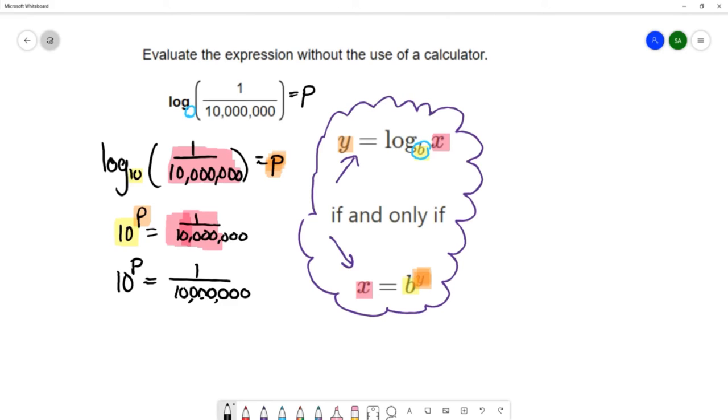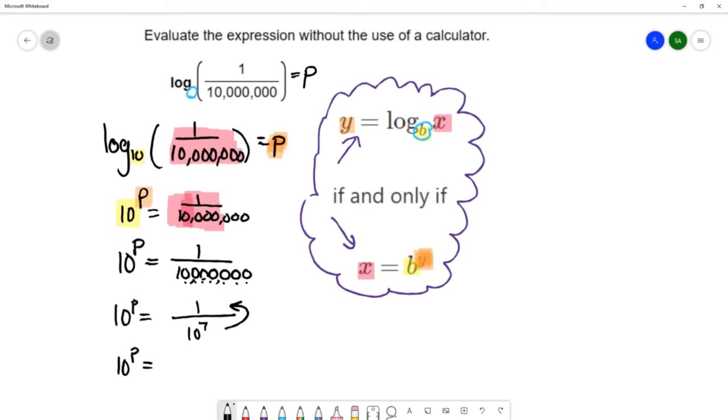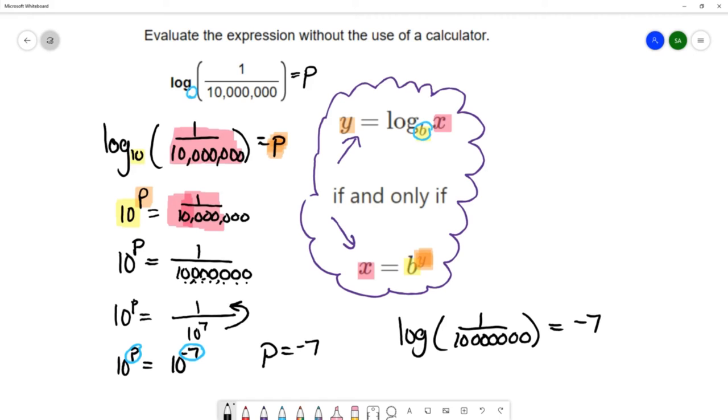So 10 million, you can see it has all those zeros. I can write that as a power of 10. So 1, 2, 3, 4, 5, 6, 7. So that's 10 to the 7th power. And then I can move this to the numerator using one of the properties of negative exponents. That's 10 to a power equals 10 to the negative 7. Now that I have these bases being the same, I can see that the power is negative 7. So p is negative 7. And this log expression, log of 1 over 10 million, is equal to negative 7.